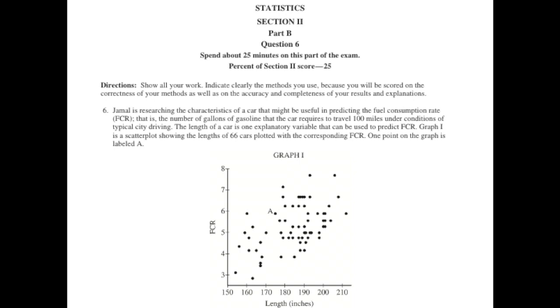Jamal is researching the characteristics of a car that might be useful in predicting the fuel consumption rate, FCR. That is, the number of gallons of gasoline that the car requires to travel 100 miles under conditions of typical city driving. The length of a car is one explanatory variable that can be used to predict FCR. Graph 1 is a scatter plot showing the lengths of 66 plotted cars with the corresponding FCR. One point on the graph is labeled A.